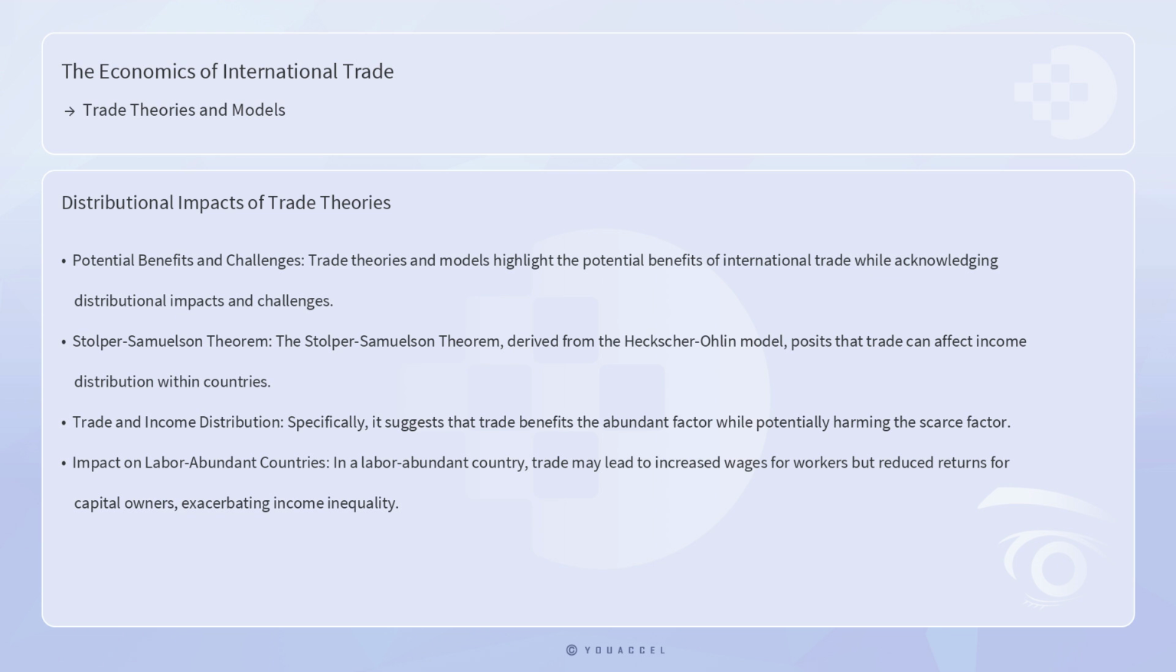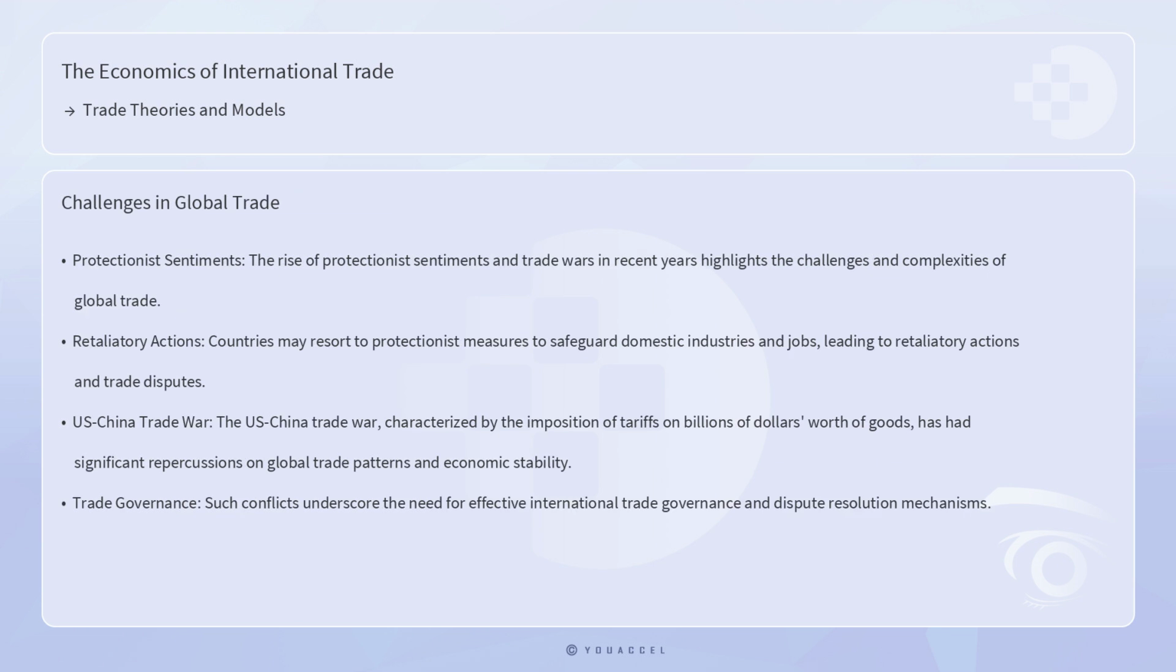exacerbating income inequality. Moreover, the rise of protectionist sentiments and trade wars in recent years highlights the challenges and complexities of global trade. Countries may resort to protectionist measures to safeguard domestic industries and jobs, leading to retaliatory actions and trade disputes. The U.S.-China trade war, characterized by the imposition of tariffs on billions of dollars worth of goods, has had significant repercussions on global trade patterns and economic stability. Such conflicts underscore the need for effective international trade governance and dispute resolution mechanisms.